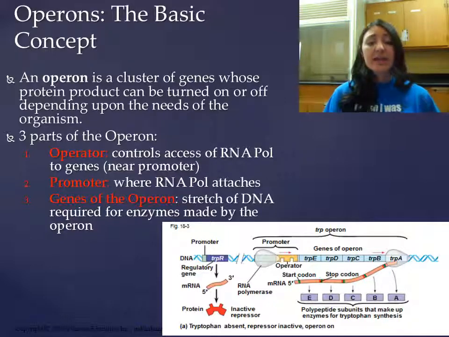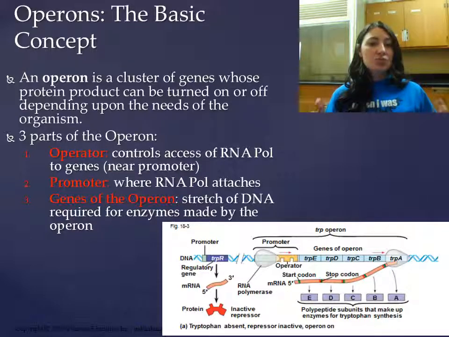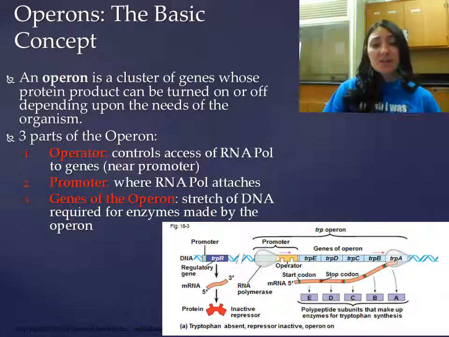The promoter is where the RNA polymerase actually attaches to your sequence, and it's going to be upstream of the genes of interest. And then you actually have the genes of the operon. So this is that stretch of DNA that you need to read in order to make the enzymes that are made by that particular operon.